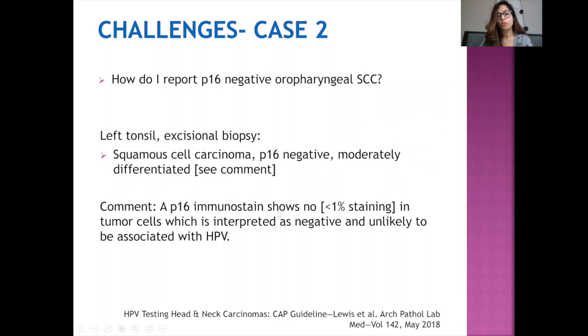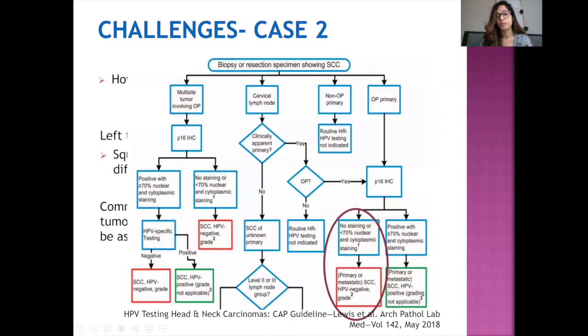And again, I usually try to put in a comment about the level of staining, just to give the clinician some confidence that this is quite overtly negative. I also put in a comment that it's unlikely to be associated with HPV, especially in the region of the oropharynx if the P16 is negative.